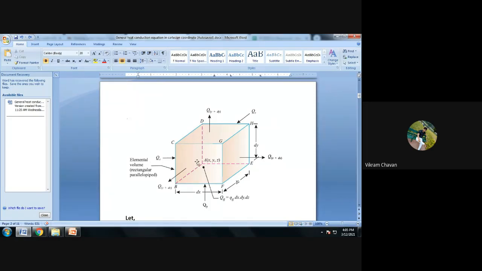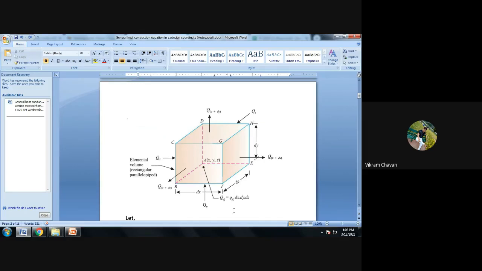Then further, what we have considered? We have considered the heat is entering inside the element in a positive x direction, heat is entering in a positive z direction, and heat is entering in a positive y direction. Whereas from the opposite sides of this element, heat is leaving the element. Here we have considered qx amount of heat is entering from face A, B, C, D, whereas q suffix x plus dx amount of heat is leaving from face E, F, G, H.